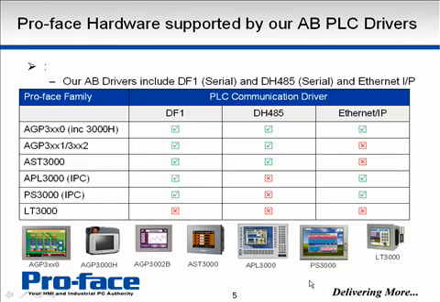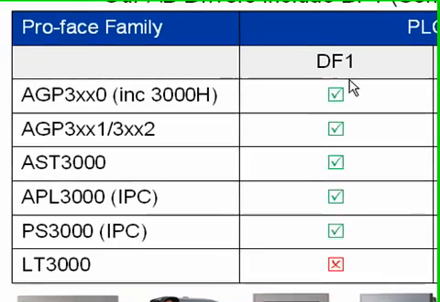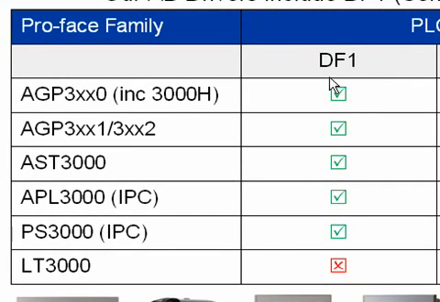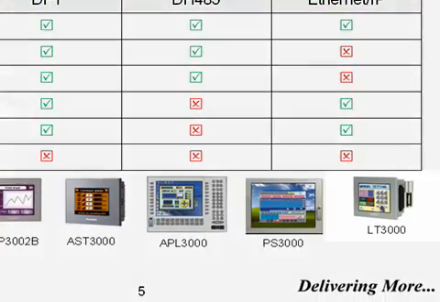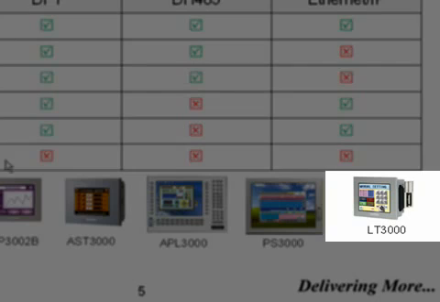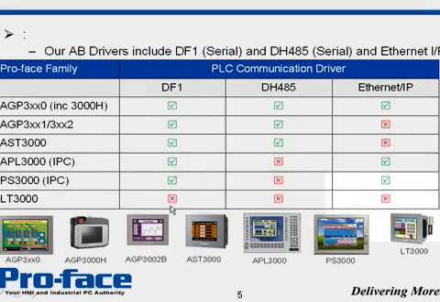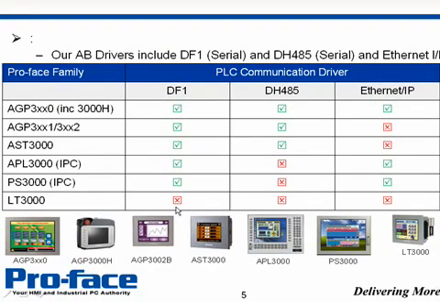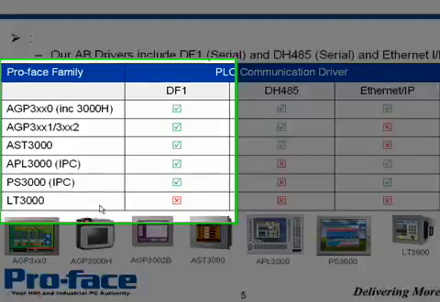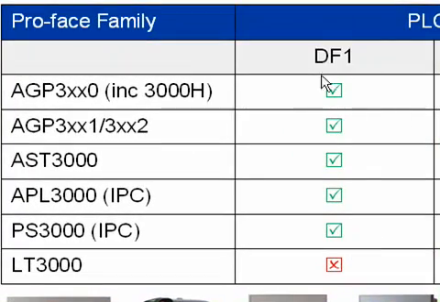So alongside that addressing mode map, we now have a map of the Proface hardware which supports these various drivers. And what we find here is the DF1 serial driver, typically RS232, and that is supported across almost every part of our Proface family. The exception here is the LT3000 family, which is a standalone controller with its own PLC functionality, and that therefore does not have PLC driver support. So you'll see X's all the way across the bottom, just as a reminder. So DF1 available on pretty much everything.